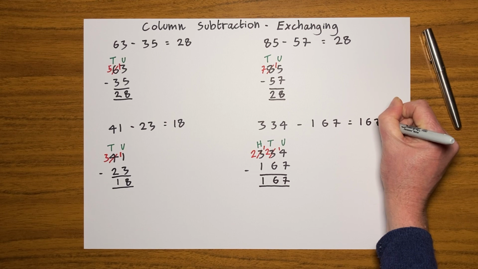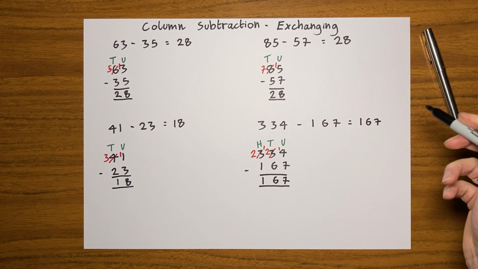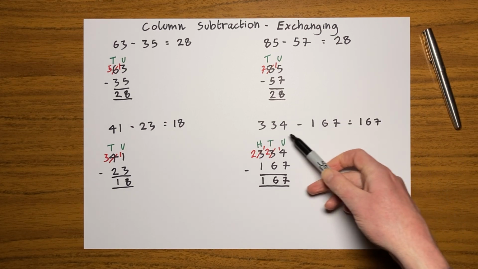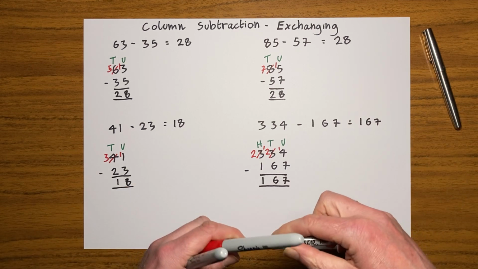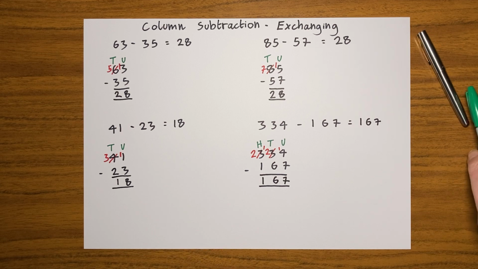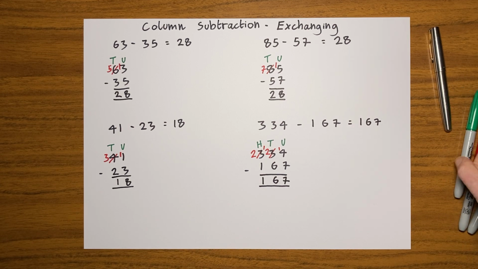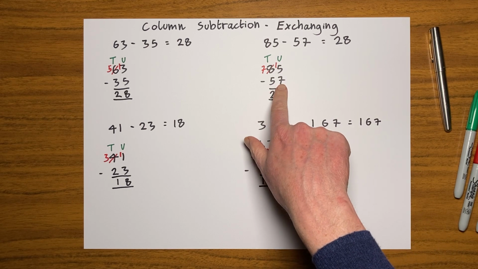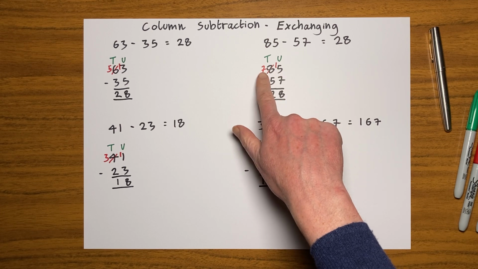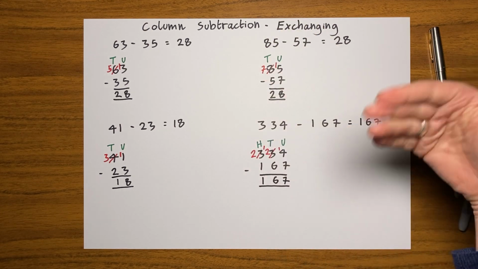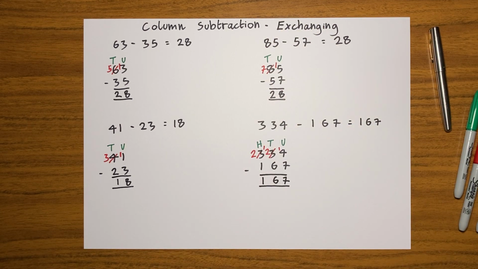Again, absolute coincidence. Clearly, 167 is exactly half of 334. Totally random when I chose the numbers. Anyway, there you go. Column subtraction, exchanging. Just be careful. If the number at the bottom is bigger than the number at the top, you're going to have to exchange or move tens or hundreds over so you can actually do it. Good luck with this. I'm sure you'll get it when you've practiced it a few times, and as always, all the best.